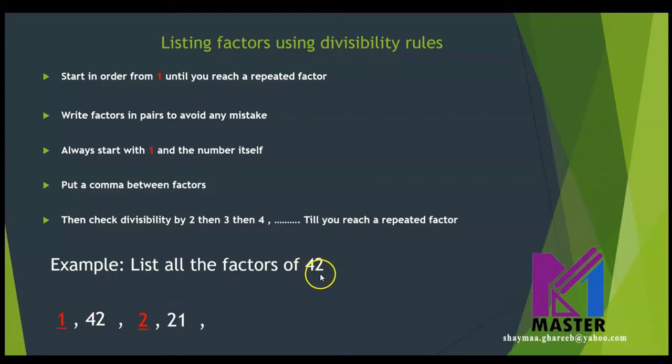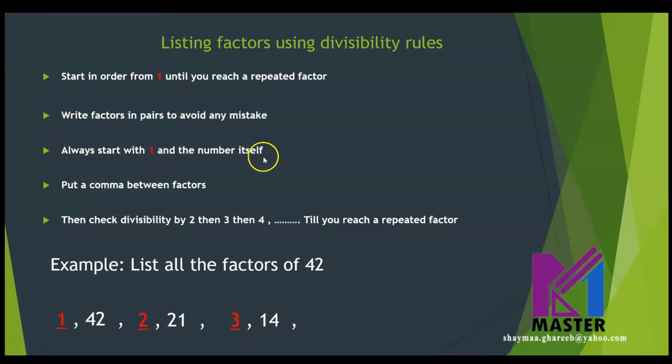Is 42 divisible by 3? How to check divisibility by 3? Add the digits. 4 plus 2 equals 6. Is 6 divisible by 3, or is 6 a multiple of 3? Yes. Then number 3 is a factor of 42. How to get the other factor? I will divide 42 by 3. So 42 divided by 3 equals 14. So 3 and 14.